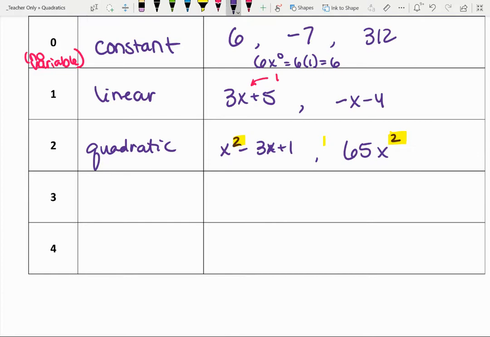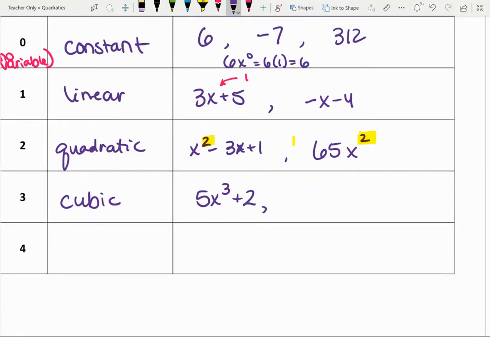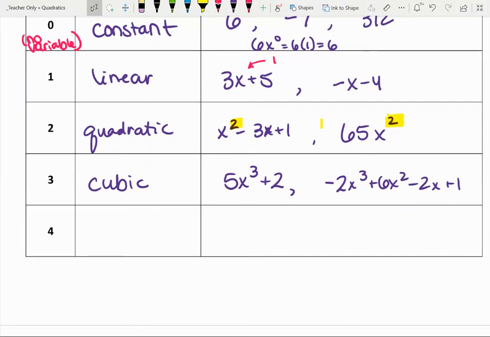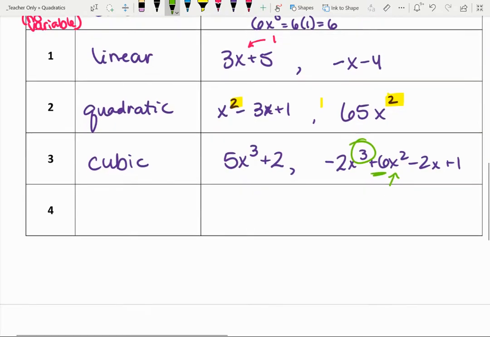Just a couple more points of interest. If we have a highest degree of 3, we call that a cubic, like power of 3 would be cubed. We call that a cubic function. So how about 5x to the third plus 2? Or even something a little bit more intense, like negative 2x to the third plus 6x squared minus 2x plus 1. Even though in that second example our largest coefficient is on the square term, we just don't care. All we care about is that highest exponent, which is 3.